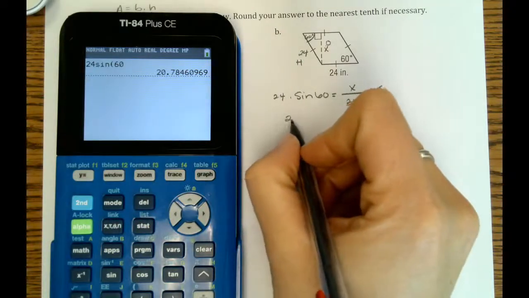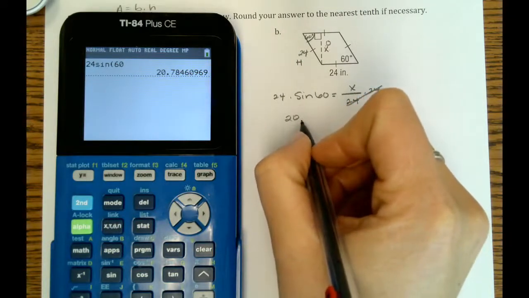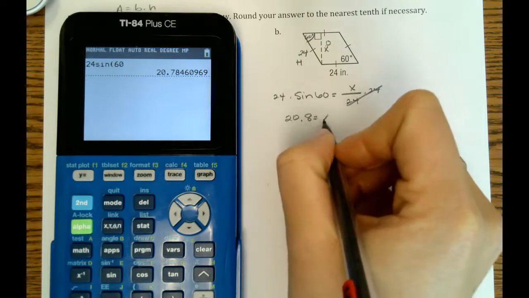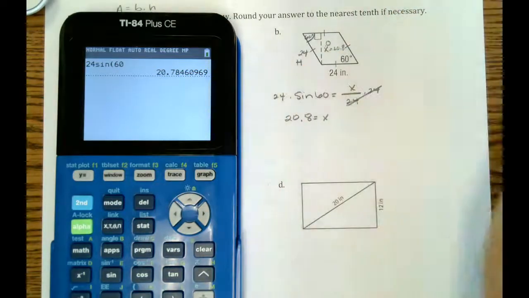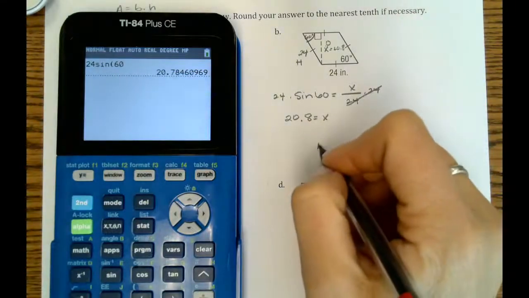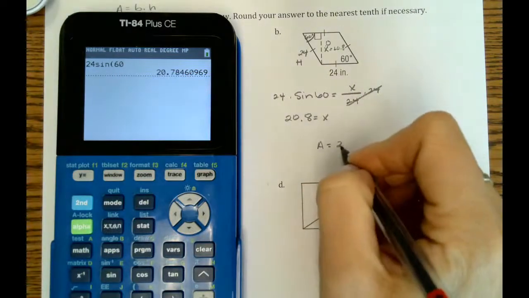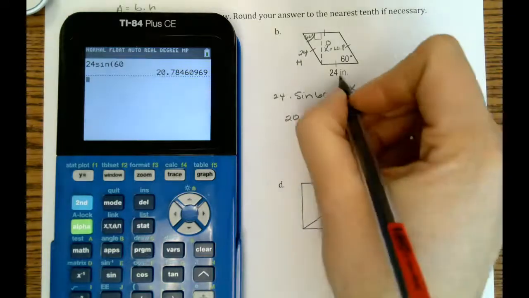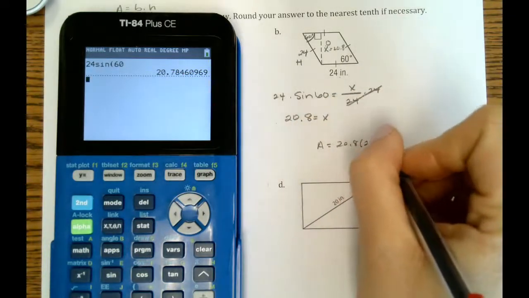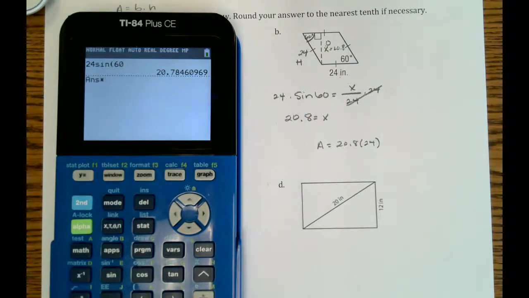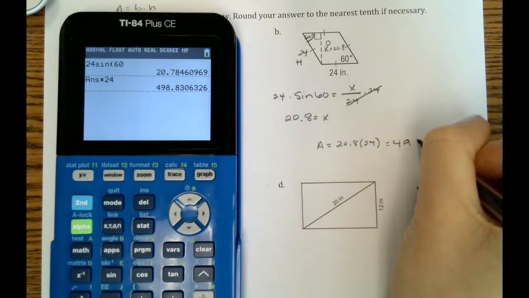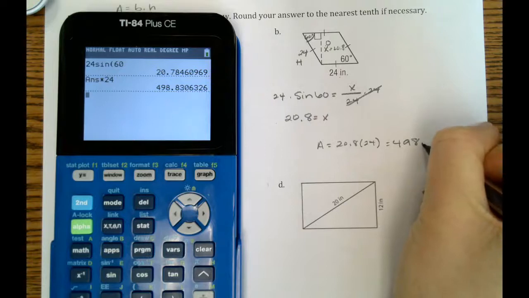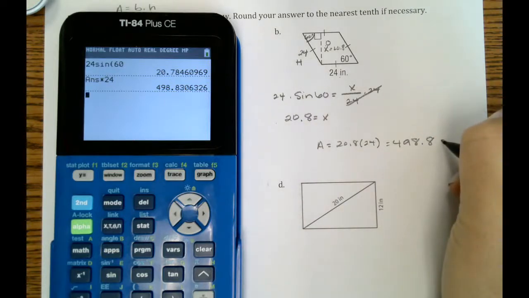So 24 times the sine of 60 is 20.8. So that means our height is 20.8. Our base is 24. We already had that when we started. So we end up with 498.8, and that will be inches squared.